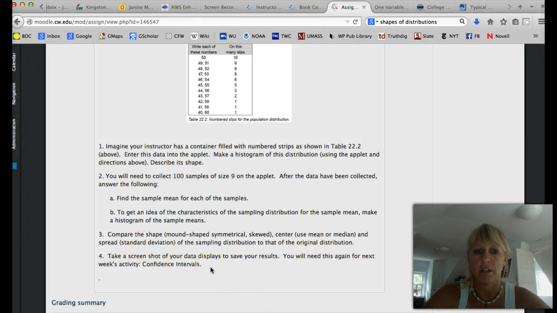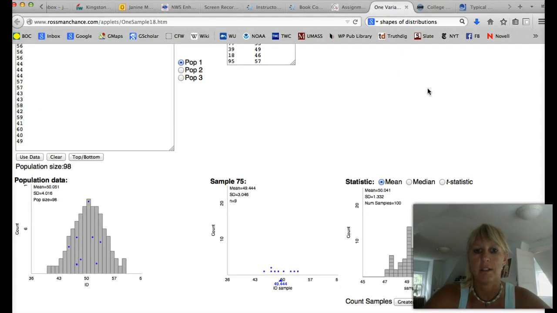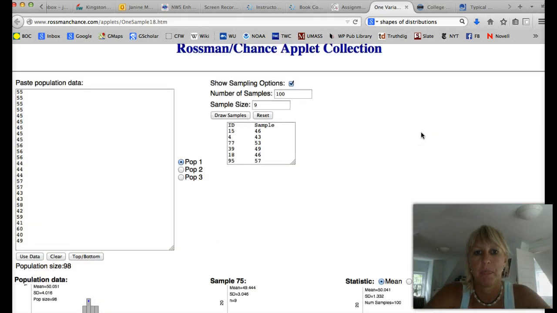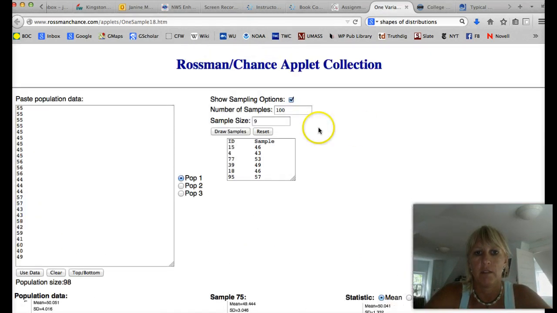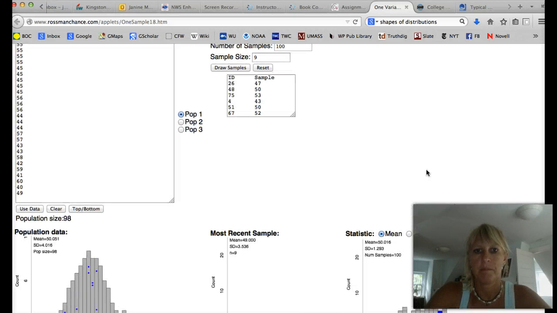And then the last thing you're going to do is take a screenshot of your data displays to save your results. So you come back here, take a screenshot. I'm on a Mac, so it's Command-Shift-3, and it's going to save it to my computer. Okay, if you want to reset it, draw samples, same thing. Reset, draw samples.